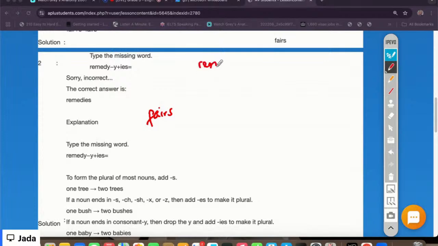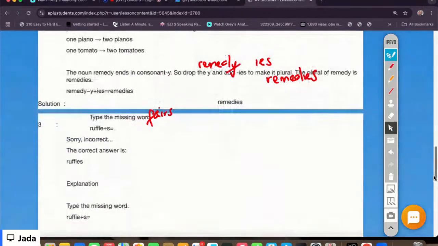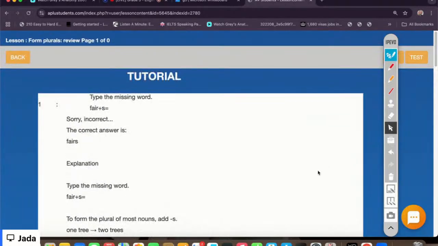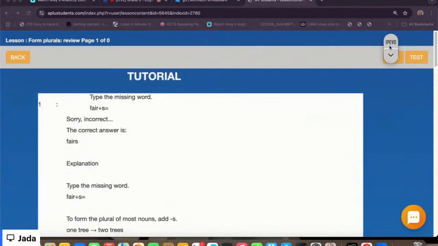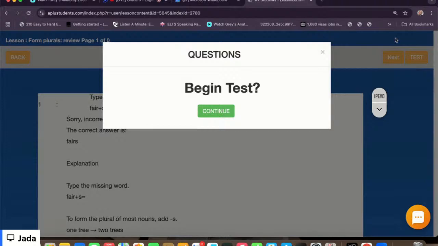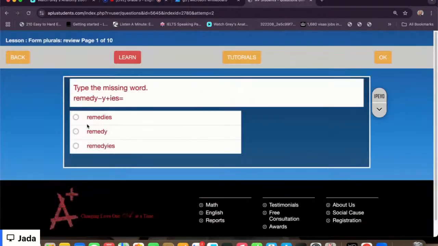Then we have remedy. So it's Y, but you slash the Y and make it IES. So remedies. Okay. So we have ruffle. So it'll be what? With S. Okay. All right, so we'll move on to the test. So we have type the missing word. You can share your answers with me.